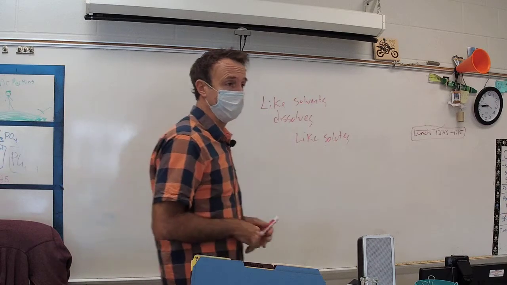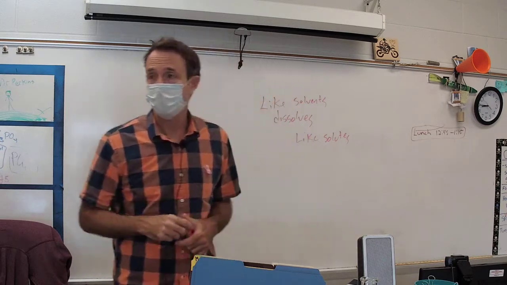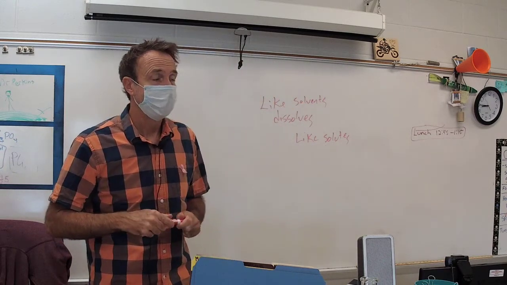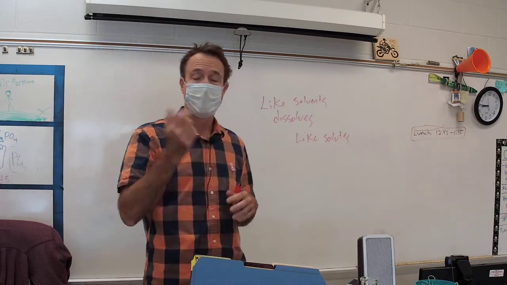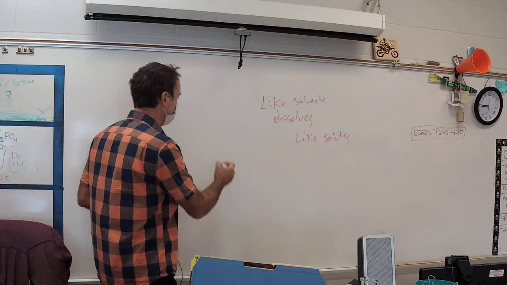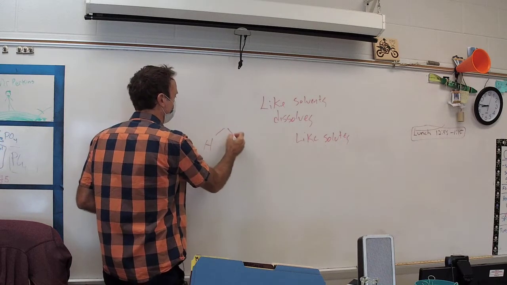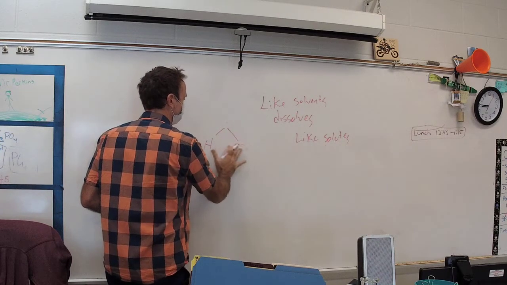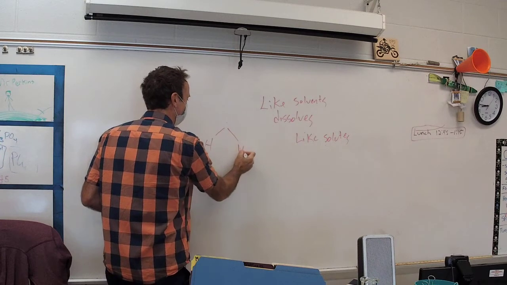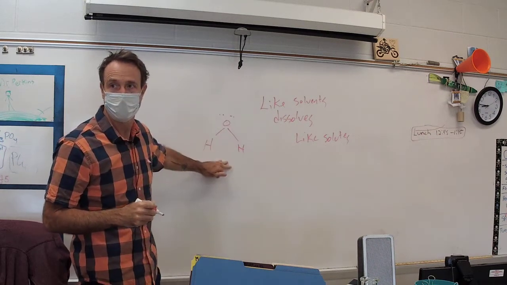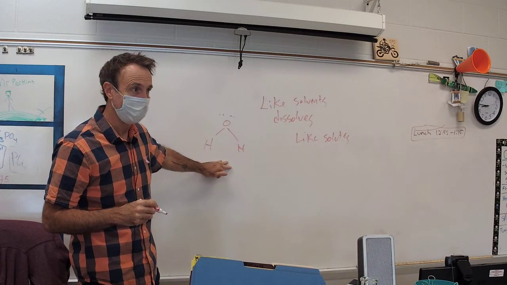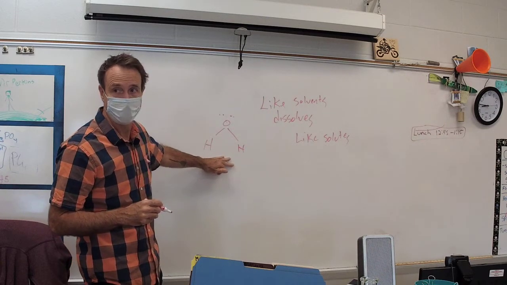An example of this is salt is polar, right? It's an ionic compound. It's polar. It's got two different ends, a sodium and a chloride, and it will dissolve in water. When we talk about polar, check out water. Isn't that a bent polar molecule, right? So water dissolves things that are polar.